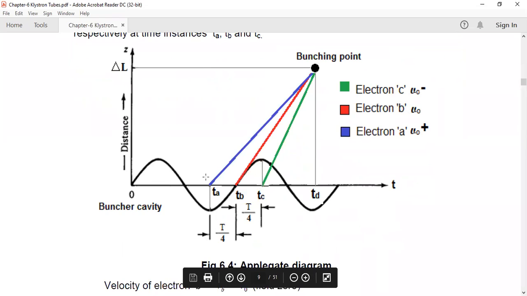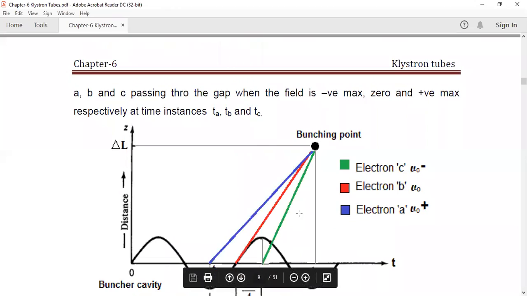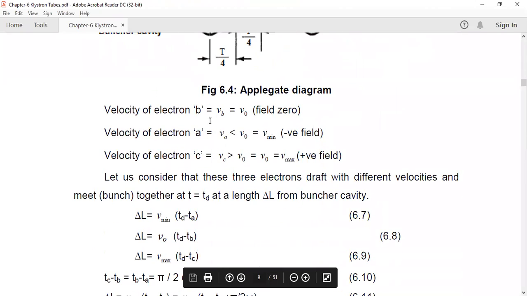Bunching process means we take one reference. This is the RF input. Take the three cases that I told: a negative peak, a positive peak, and the reference one. You can assume three electrons: the electron affected by the negative peak, the electron affected by the positive peak, and the reference voltage. Then you can write what happened to the velocity.